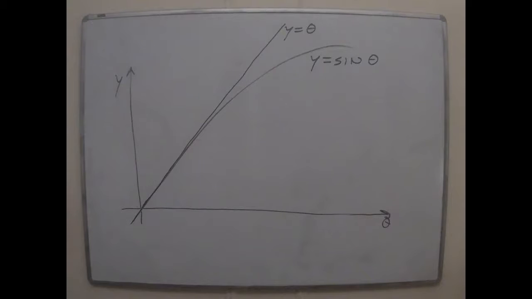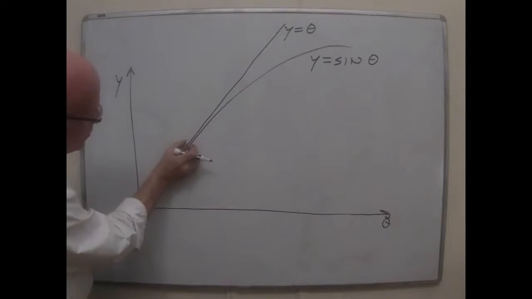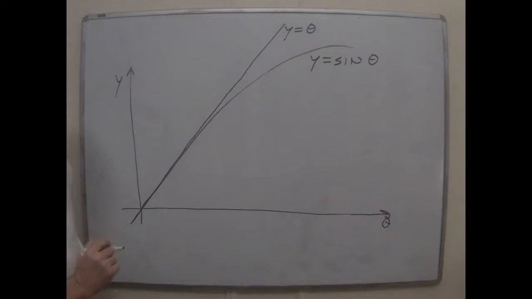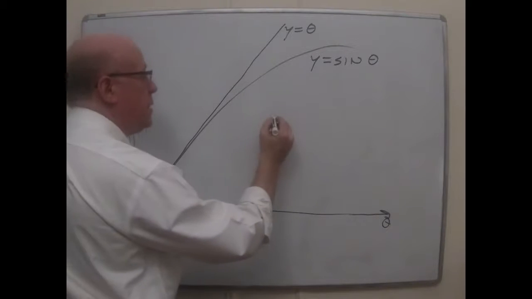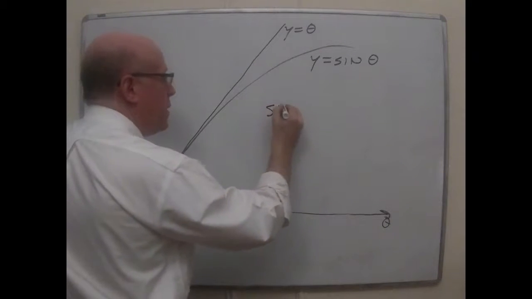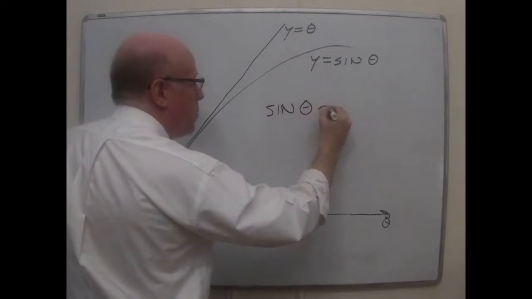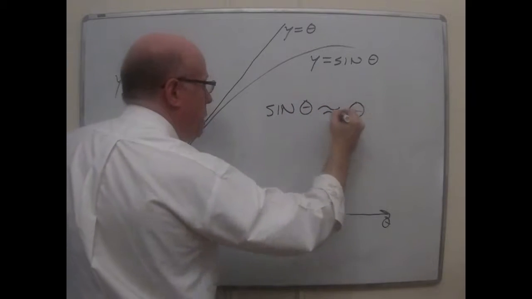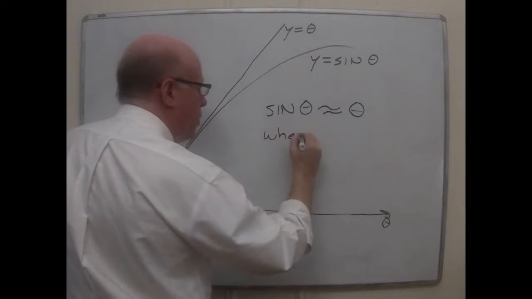The reason this whole thing works is that for small enough values of theta, these are indistinguishable. You can see the line is right on top of the curve down in here, and it just barely begins to separate out here. So this is called the small theta approximation. That is, sine of theta can be approximated with merely theta when theta is small.